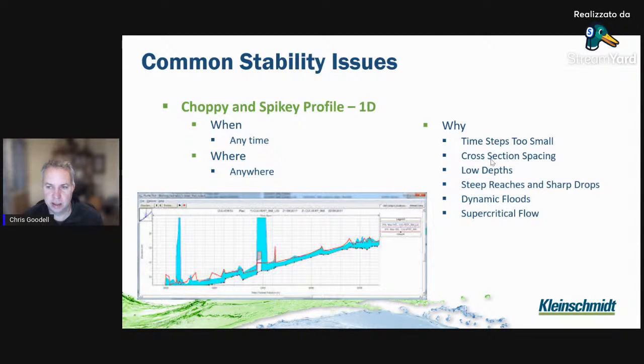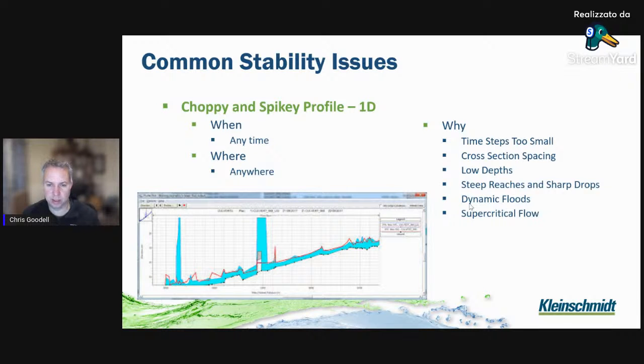Cross-section spacing is too large. So having more cross-sections can sometimes help. Sometimes you're just running a low-flow scenario and your depths are so low that RAS has a tough time dealing with those. Adding more cross-sections in that case can help, or smaller time steps can also help. But sometimes you just need to have more base flow and a little bit more depth added, maybe a higher N value. Steep reaches and sharp drops are a common source of these choppy and spiky profiles.